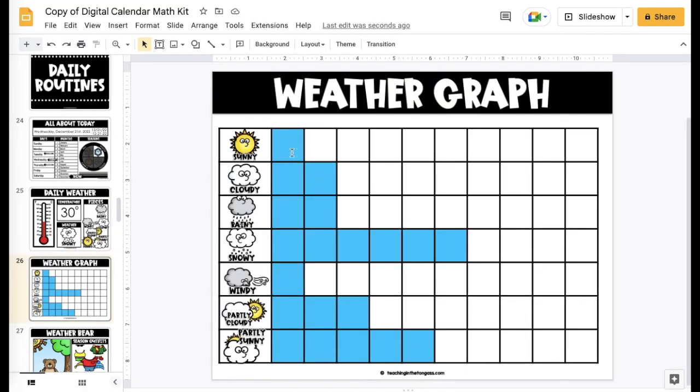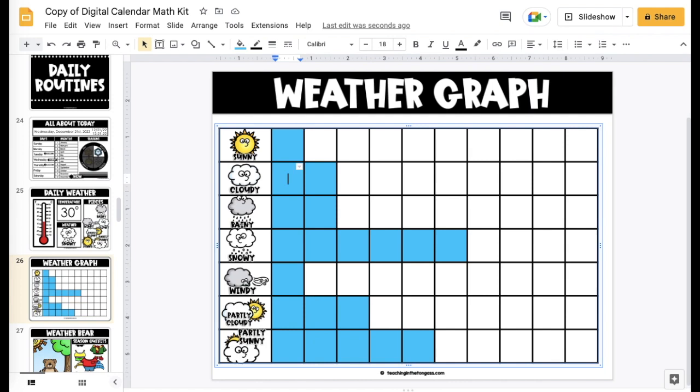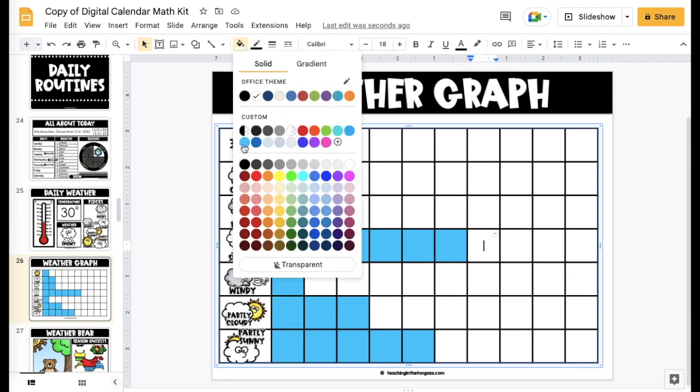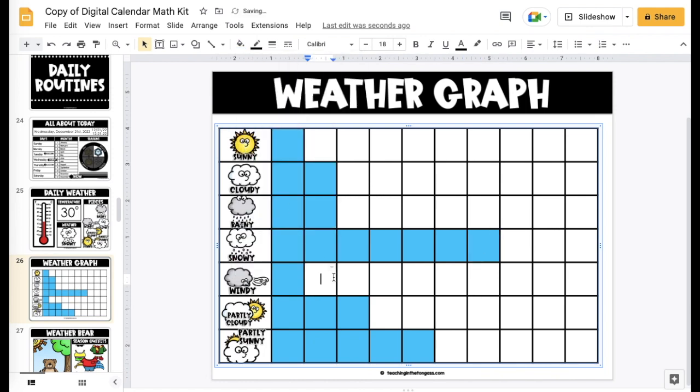Now onto our weather graph. We've had 1 sunny day so far this month, 2 cloudy days, and 2 rainy days. And let's count 1, 2, 3, 4, 5, 6 snowy days, and 1 windy day, 1, 2, 3 partly cloudy days, and 1, 2, 3, 4, 5 partly sunny days so far this month. So let's go ahead and add our snowy day to our graph. We'll select this day and mark it blue, just like the others.